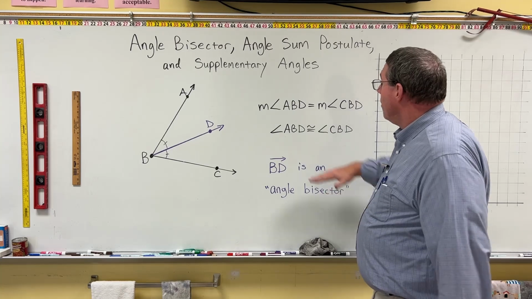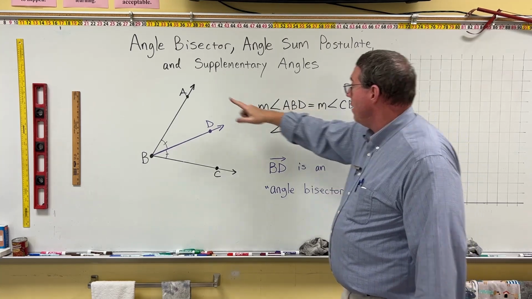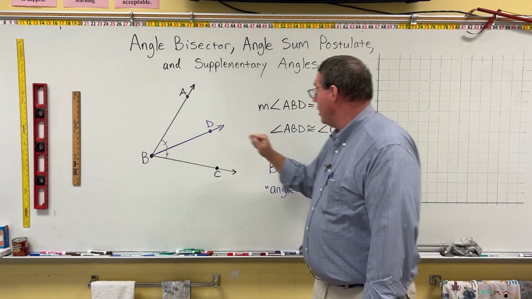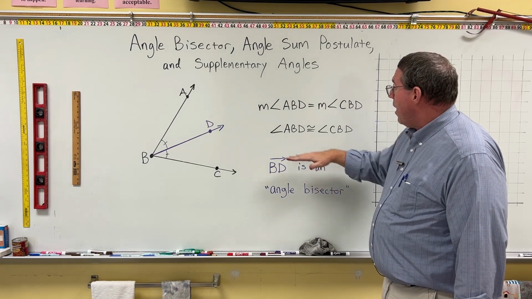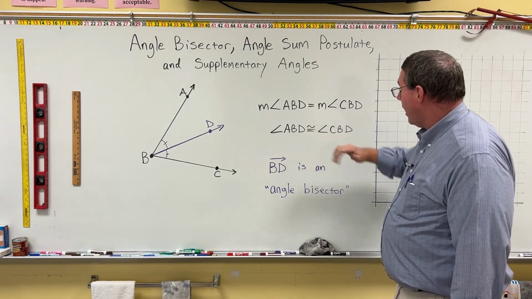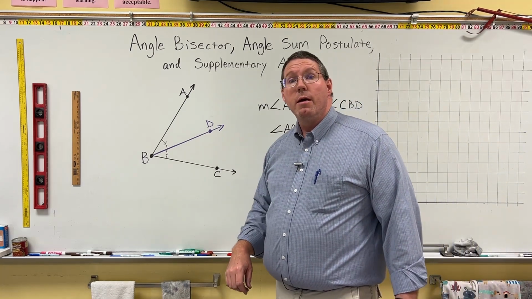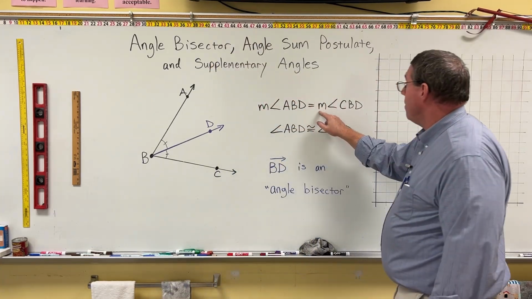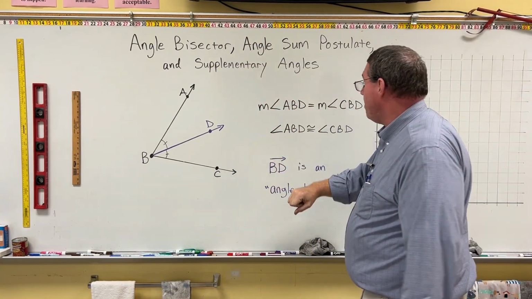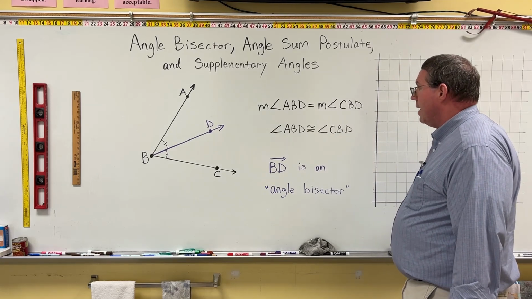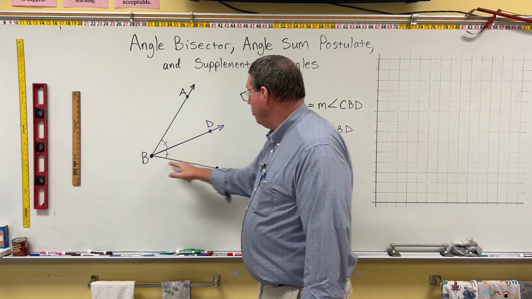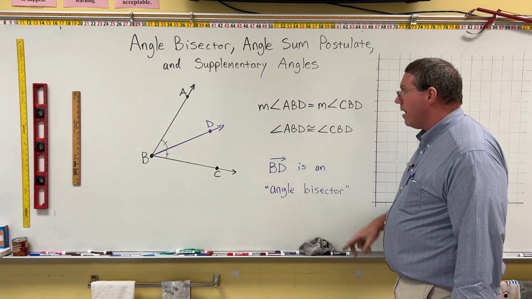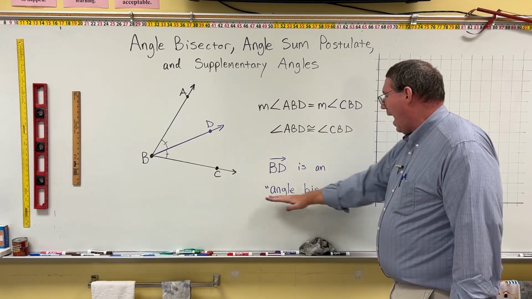And here's what that means. The measure of the smaller angle ABD is equal to the measure of the smaller angle CBD, okay? And so that means that angle ABD is congruent to angle CBD because they're both angles, and they're both the same size. They're the same measure, equal. Same measure, same shape means that the two angles are congruent. If a ray cuts into an angle and creates two smaller congruent angles, then that ray, BD, is an angle bisector.